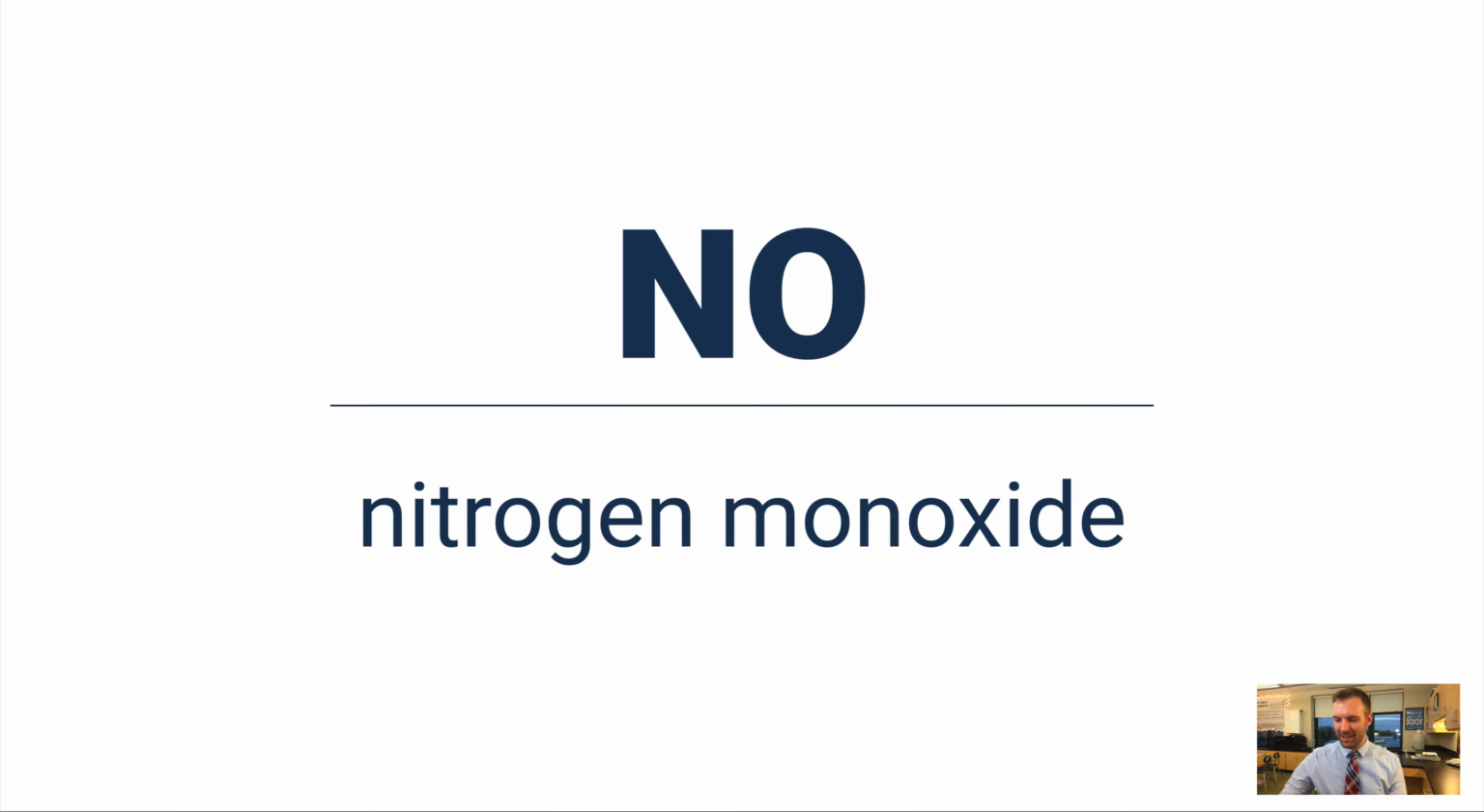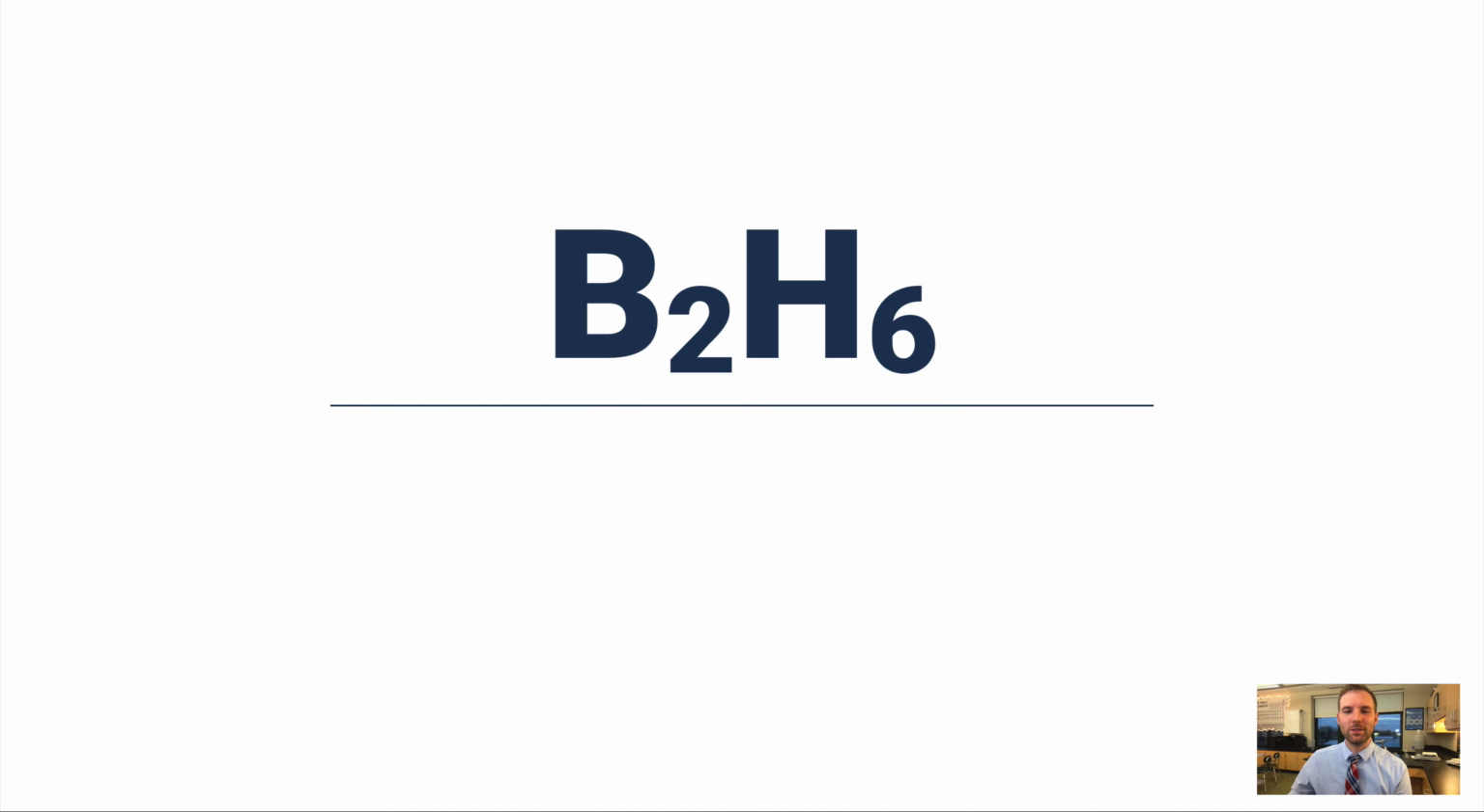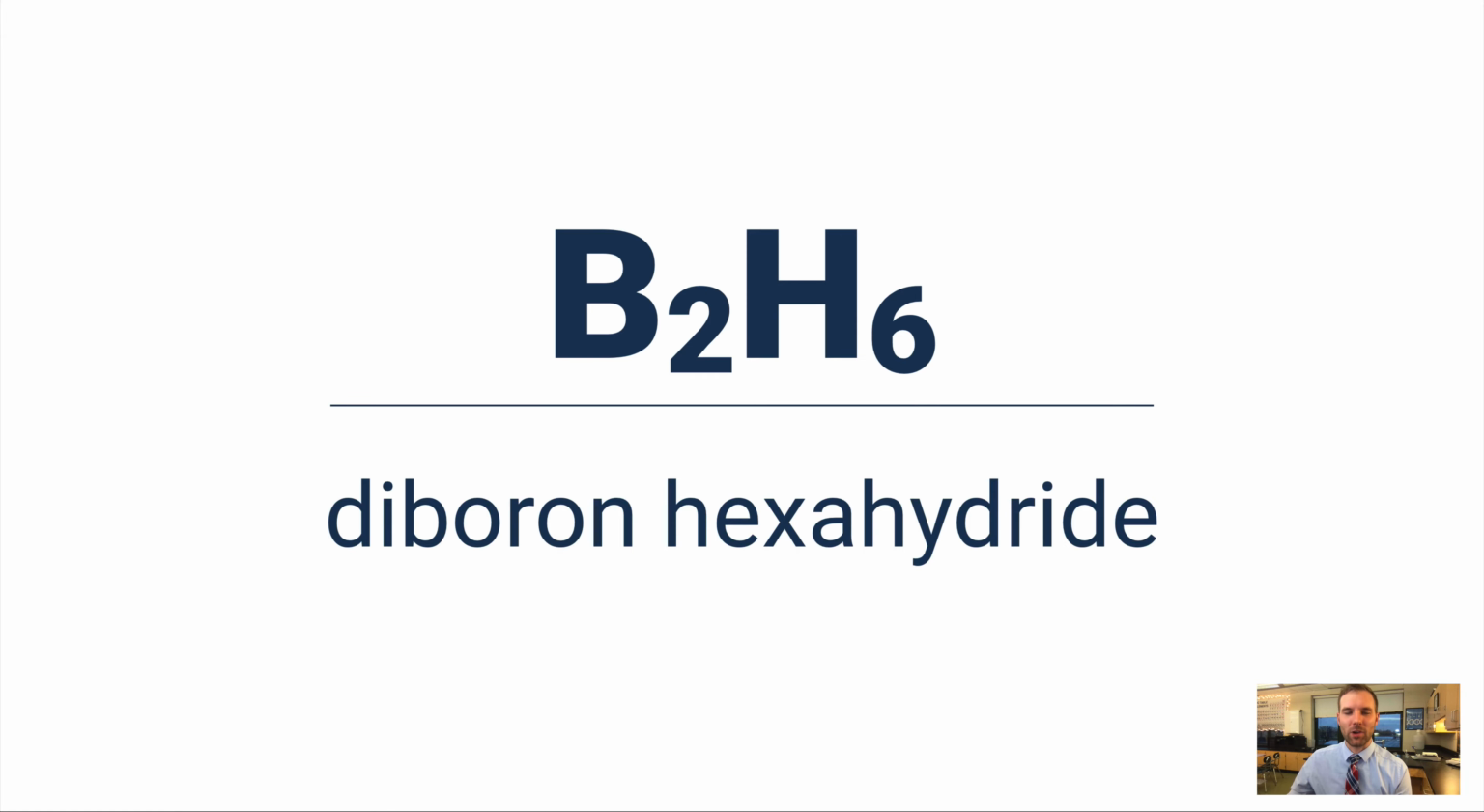Okay, and now this is nitrogen monoxide. Now I want to pause for a second here. Notice I do use the mono on the oxygen, but I don't on the nitrogen, and that's simply because nitrogen comes first. I would not start this by saying mononitrogen monoxide. It just doesn't happen. It's one of those exceptions. All right, last example, B2H6. This is diboron hexahydride.